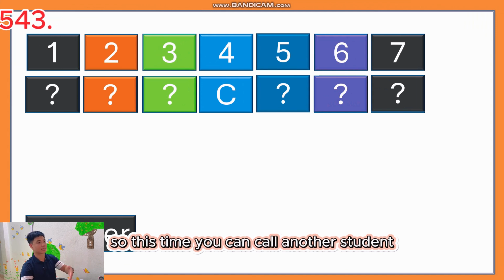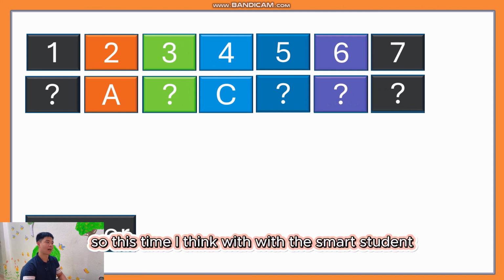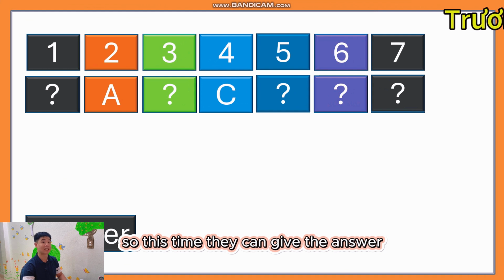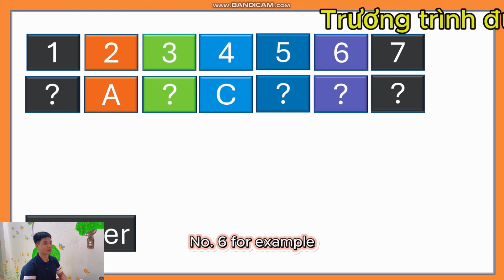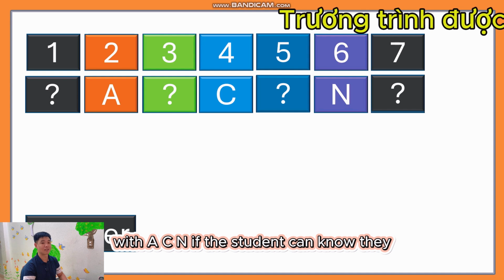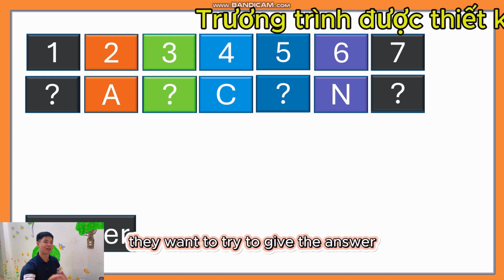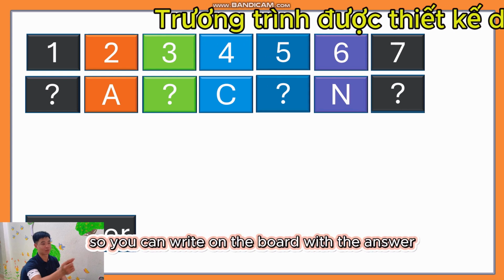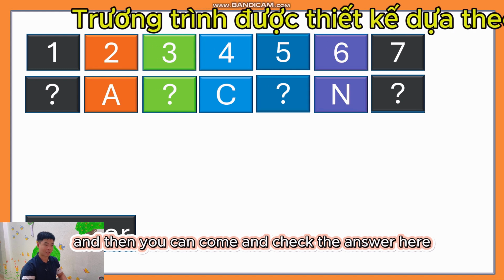So this time you can call another student, like with the number 2, for example. Yes, we have the letter A. So this time, I think with a smart student, they can give the answer. And if not, you can carry on to open the others, like number 6, for example. Yes, with A, C, N. If the student knows and wants to try to give the answer, you can write the answer on the board, and then you can come and check the answer here.